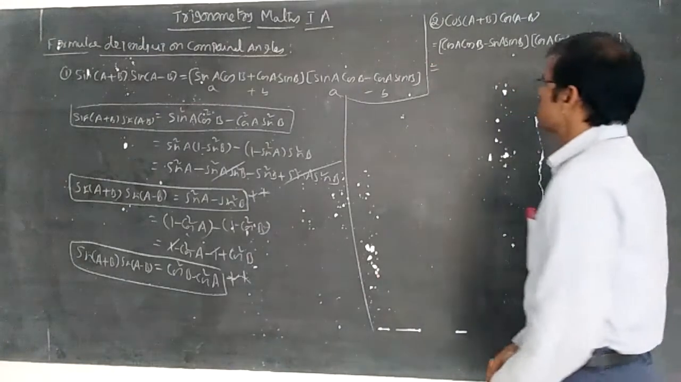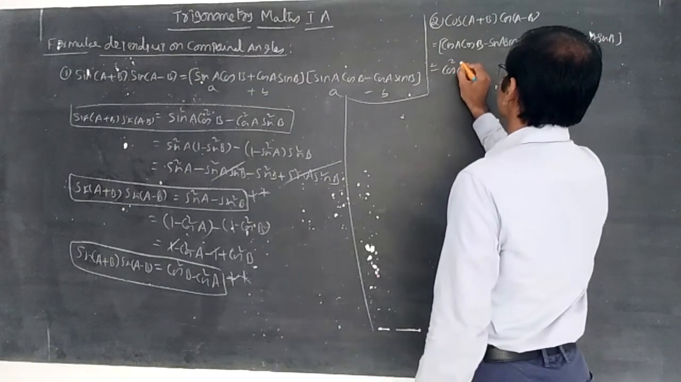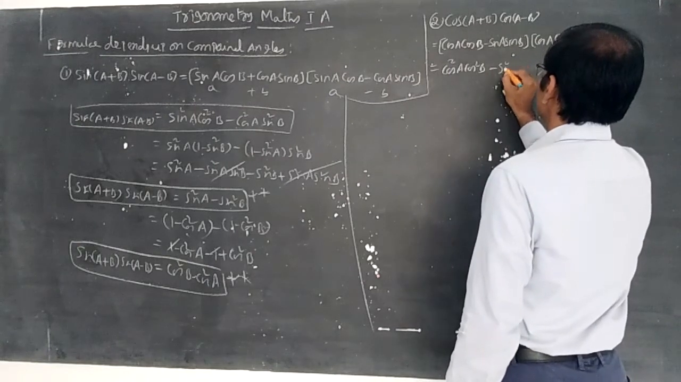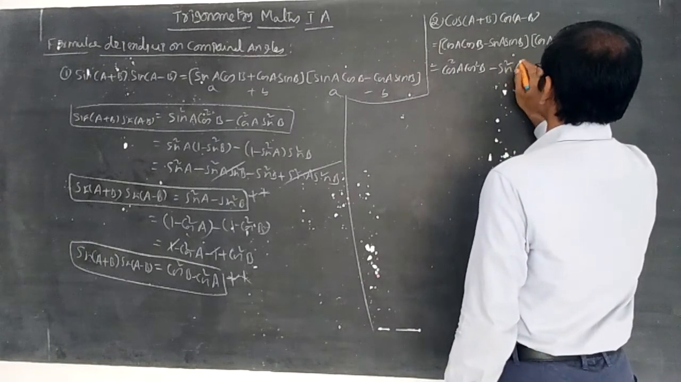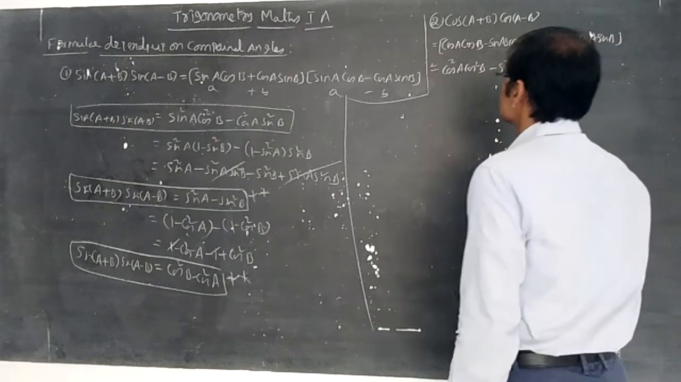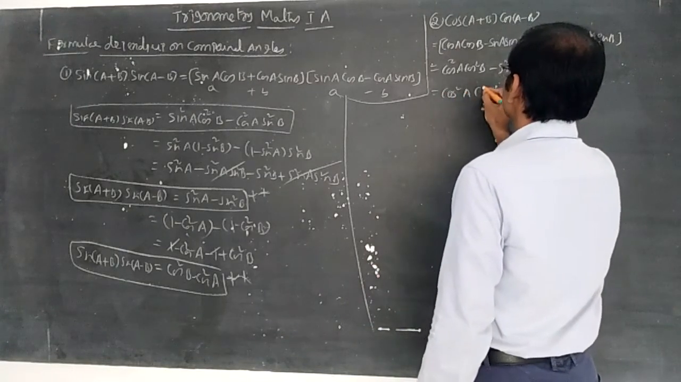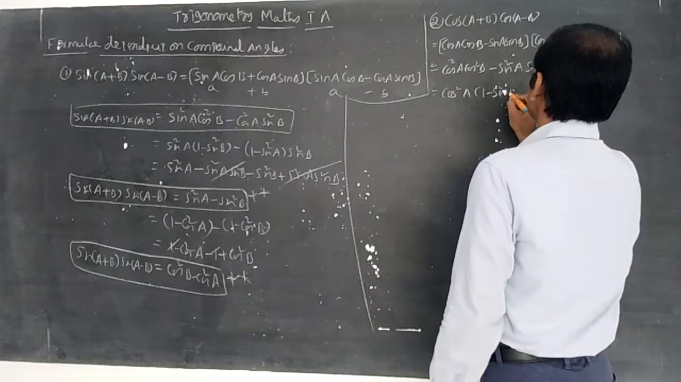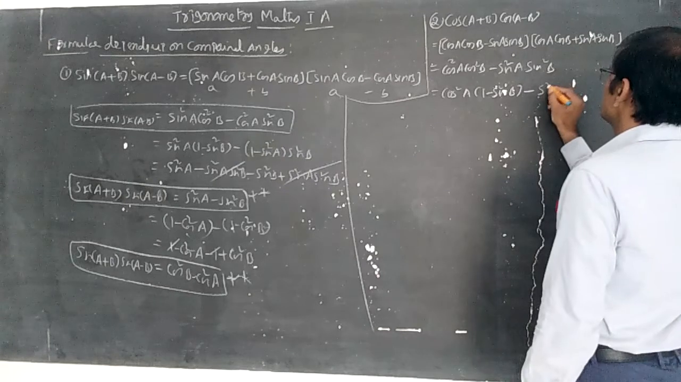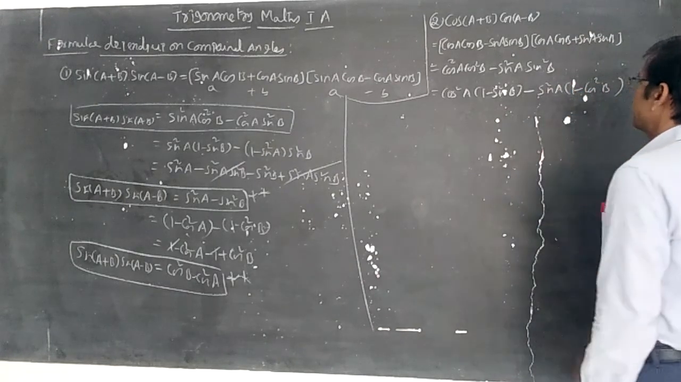That is equal to multiplying them. This is of the form A minus B into A plus B, so A square minus B square gives cos square A cos square B minus sin square A sin square B. Let us discuss cos square A into 1 minus sin square B, minus sin square A into 1 minus cos square B.